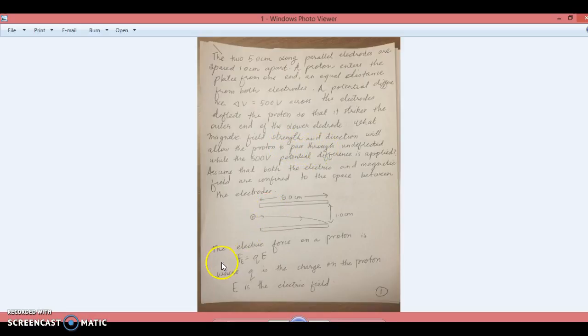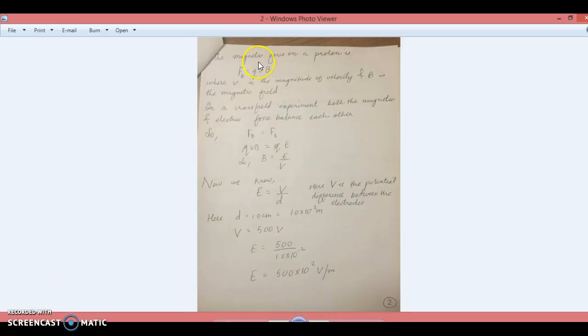So as we know, the force on a proton is F equals QE, where Q is the charge of the proton and E is the electric field. Now the magnetic force on a proton is F equals QVB, where Q is the charge of the proton, V is the velocity with which the proton is moving, and B is the magnetic field. In our crossed field, where we have both magnetic and electric force, the forces balance each other. That's how the proton moves through it undeflected.